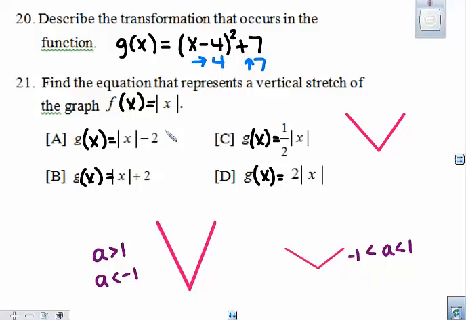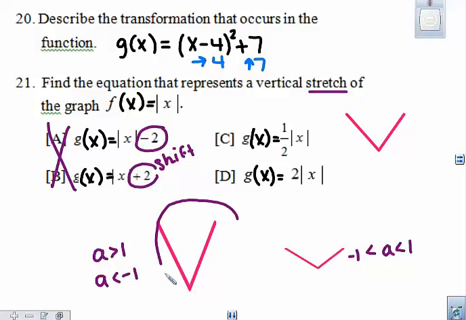So here you can automatically eliminate these. These are being subtracted or added. Those are a shift. That vertically shifts it. That's not what they're asking. They're asking what stretches it taller. So your a, your multiplying number, needs to be greater than 1 or less than negative 1, which is this one with the 2. So that's your answer. The 1/2, that's between negative 1 and 1, that would shrink it.